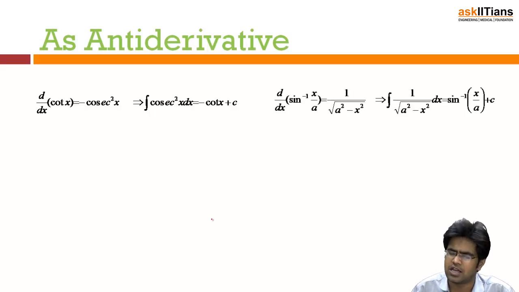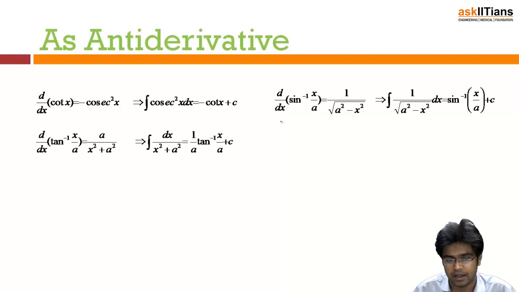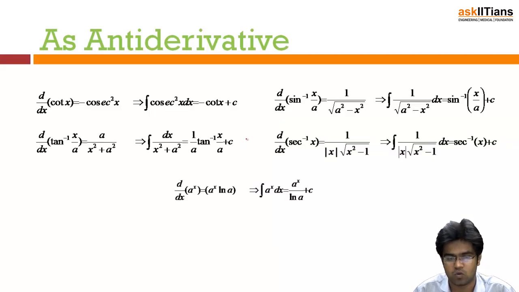It goes with each and every function, so with inverse functions as well. D by dx of sin inverse x by a is 1 upon square root of a square minus x square, so integration of 1 upon square root of a square minus x square will be sin inverse x by a. Again, similarly for tan inverse, sec inverse, and then d by dx of a to the power x is a to the power x ln a, so a to the power x integration will be a to the power x divided by ln a.